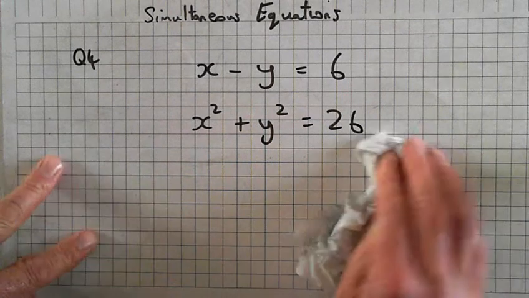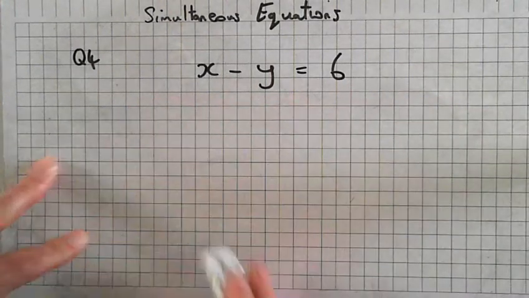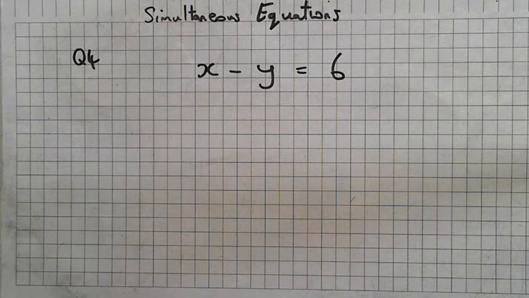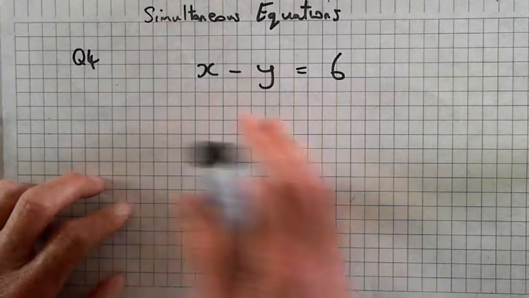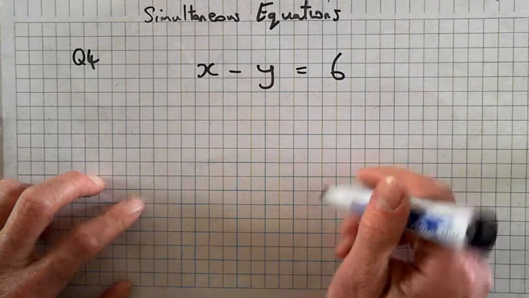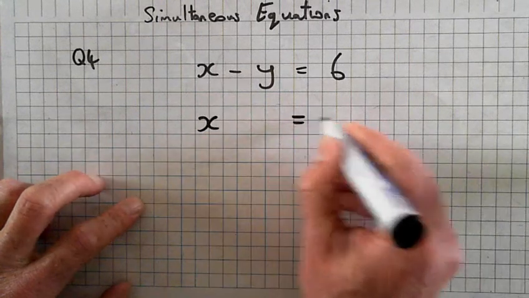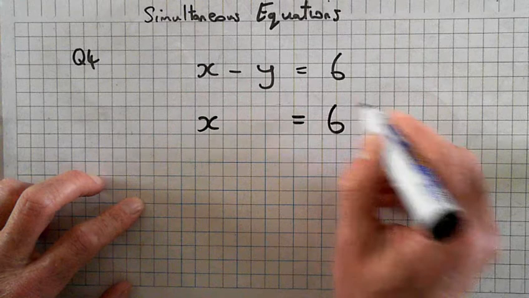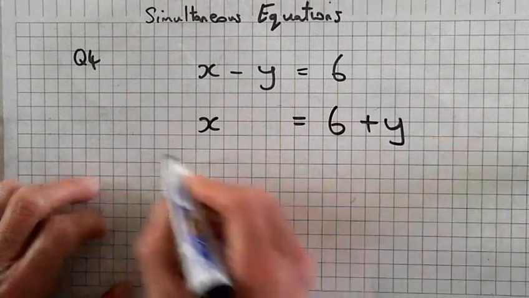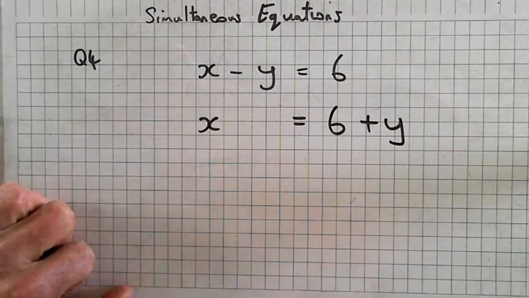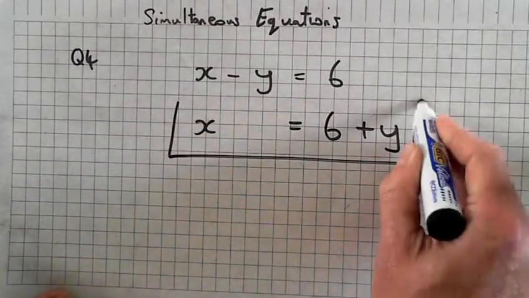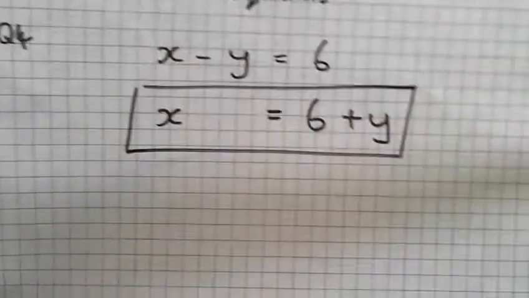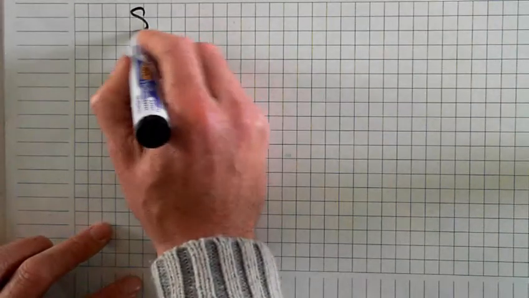So, first of all, step number 1: this is the line equation, so rearrange that. Do you want to leave x or y on its own on the left? Okay, x is equal to 6 plus y. That's step 1, done.